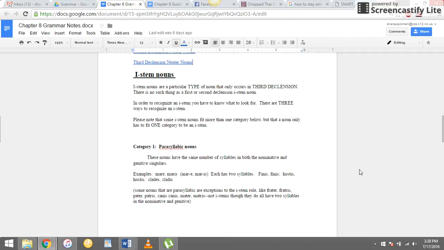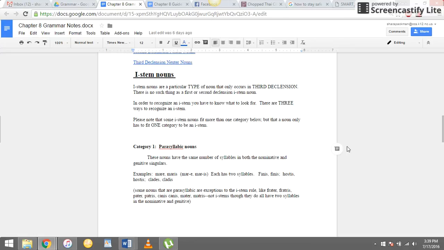So the first category is something called a parasyllabic noun. You know what a syllable is. It's a beat in a word. So for example, the word parasyllabic has 5 syllables. So these nouns have the same number of syllables in both the nominative and genitive singulars. Here are some examples. Mare maris, finis finis, hostis hostis, clades clades.